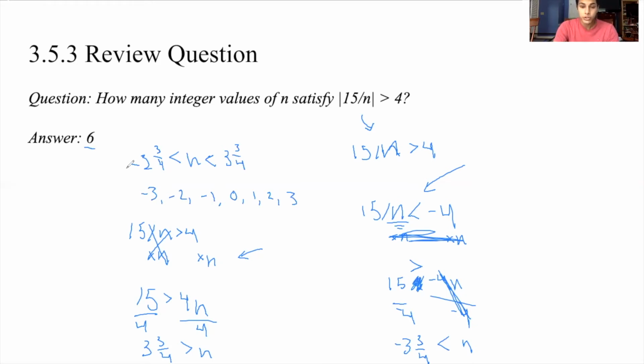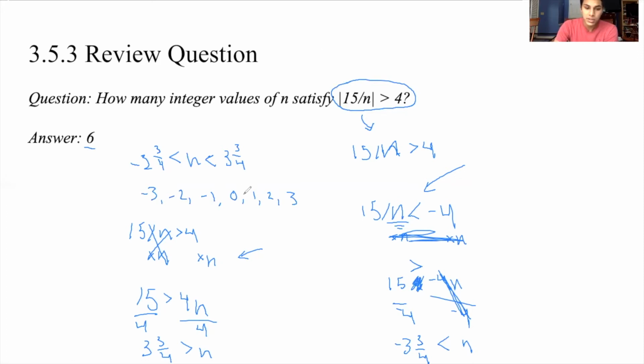And you need to make sure you check your work to make sure all of these values actually work. If you plugged all of these values back into this original equation, which is what you should do, because otherwise you might get an extraneous solution, which means a solution that you work out mathematically, but when you plug it back in, it doesn't work.